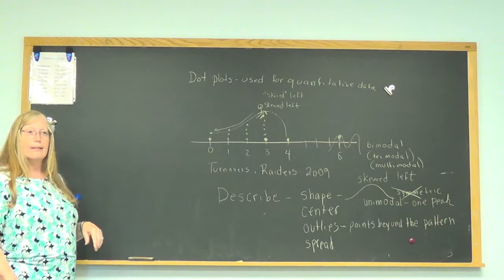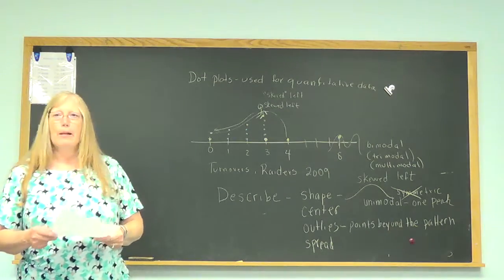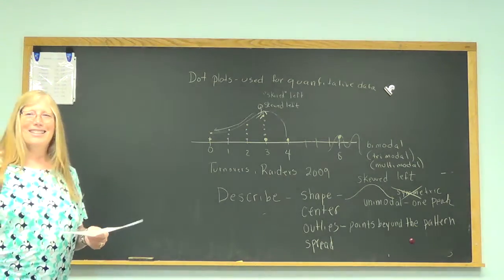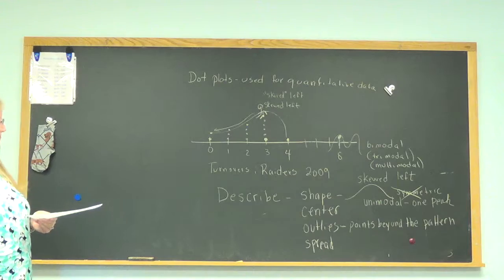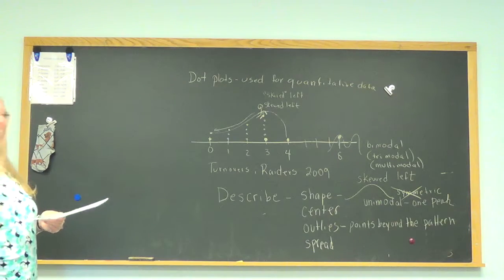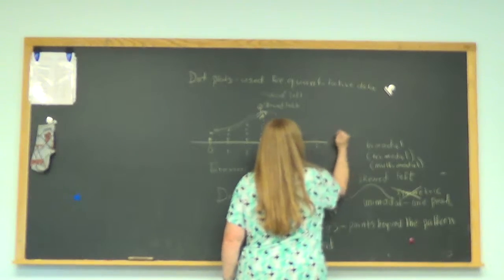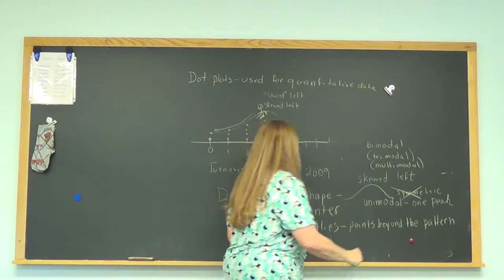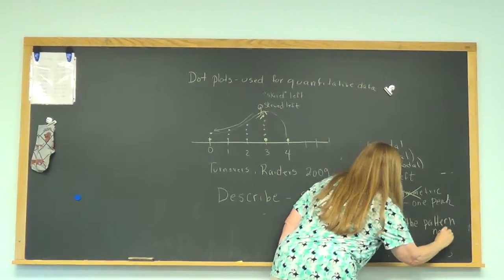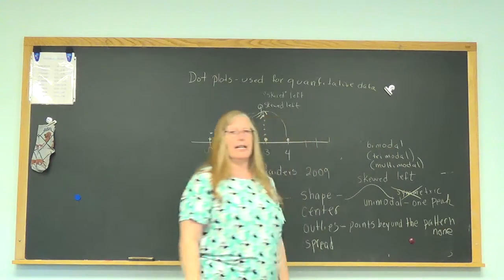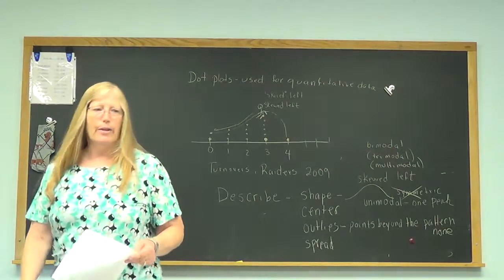So for this graph, the one we just did, there's no outliers. We said it was unimodal, right? Alright. So this one is none. For this particular graph, there's no outliers. You'll look at some later today where there are.